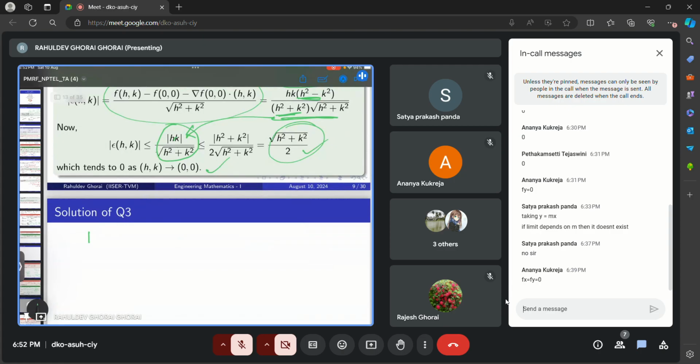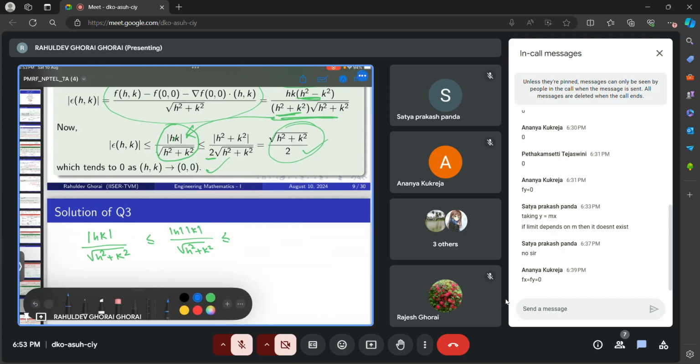I'll do it in two ways, that also you can prove. I think you can prove this one also. Even though the 2 is not there, if I don't take the 2 also, it will work. So this will be less than or equal to |h| times |k| over the square root of h² + k², right? That implies, because both |h| is less than or equal to the square root of h² + k², and modulus of k is less than or equal to the square root of h² + k², so that will imply this quantity is less than or equal to the square root of h² + k².